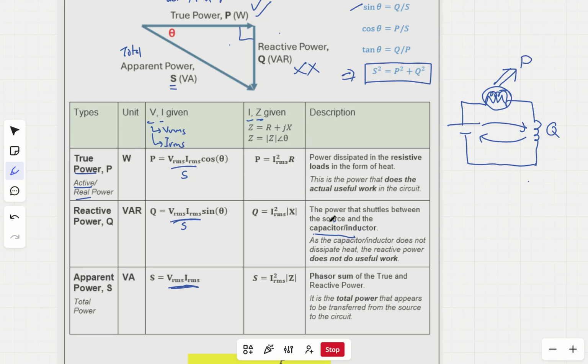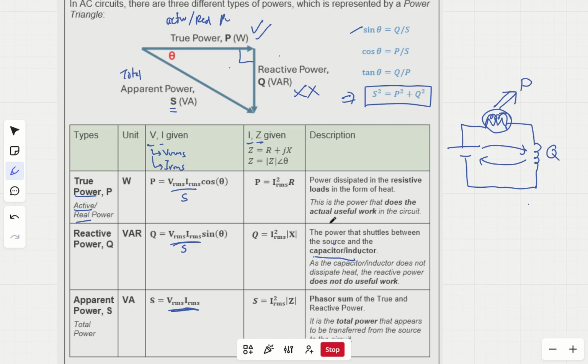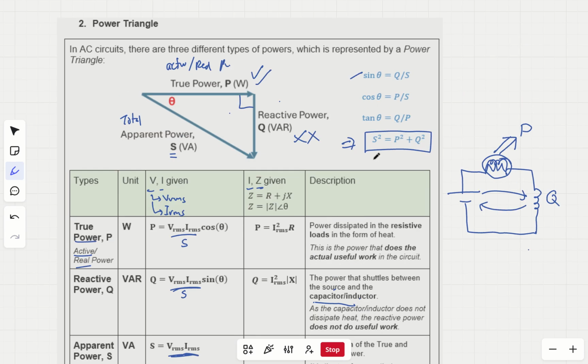So that's all for the power triangle. To summarize, we have three types of powers. True power is due to the resistive load, and this is the useful power. Reactive is the useless power, and the sum of both, the phasor sum, not the normal sum, the Pythagoras sum, is called the total power.